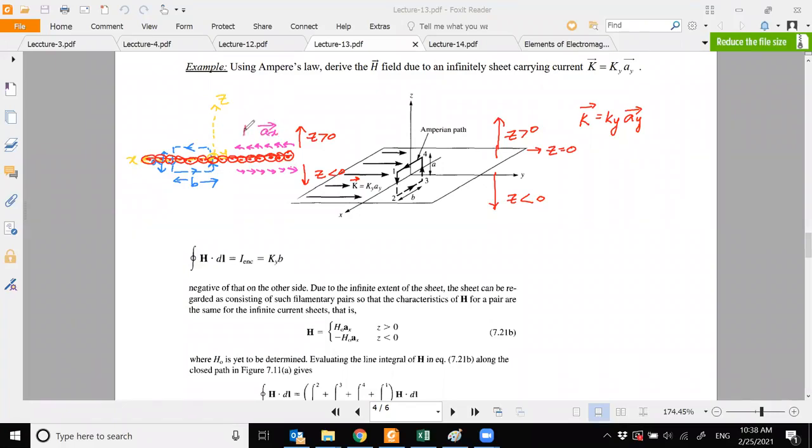So it will be AX. And let us say that its magnitude is somewhere H0, which is unknown. We will find it. And in this direction, that is for Z less than 0, it is H0 times minus AX. So this is our magnetic field. And this is just from our analysis, we found it.